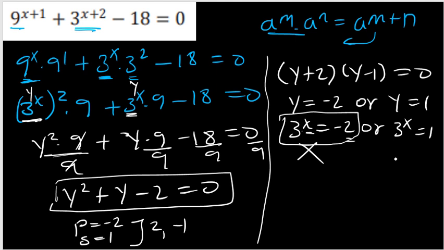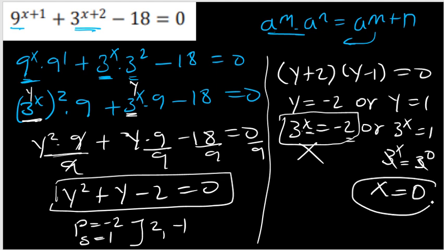And 3 to the power of x is equal to 1 means it can be written as 3 to the power of x is equal to 3 to the power of 0, because 1 means 3 to the power of 0, to make the base the same. So ignoring the base, x is equal to 0 will be the answer, the solution set.